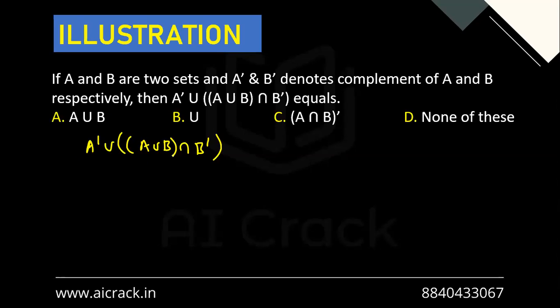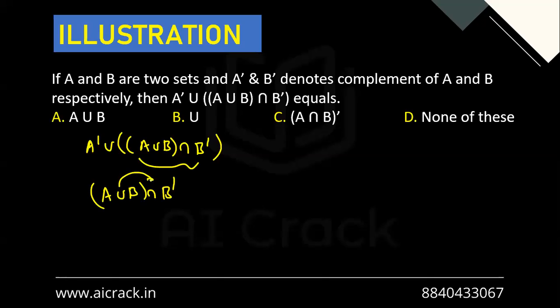Make sure you understand these kinds of questions, either with the help of Venn diagrams or with the help of laws. Let's look at it with the help of laws. You can do it with the help of Venn diagrams; that is the easier part. Doing it with the help of laws is the difficult part. Now let's solve this one first. So this is A union B intersection B dash.